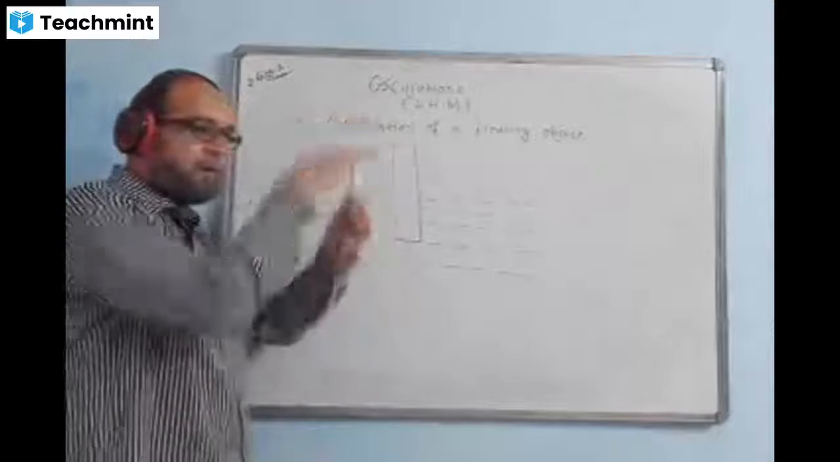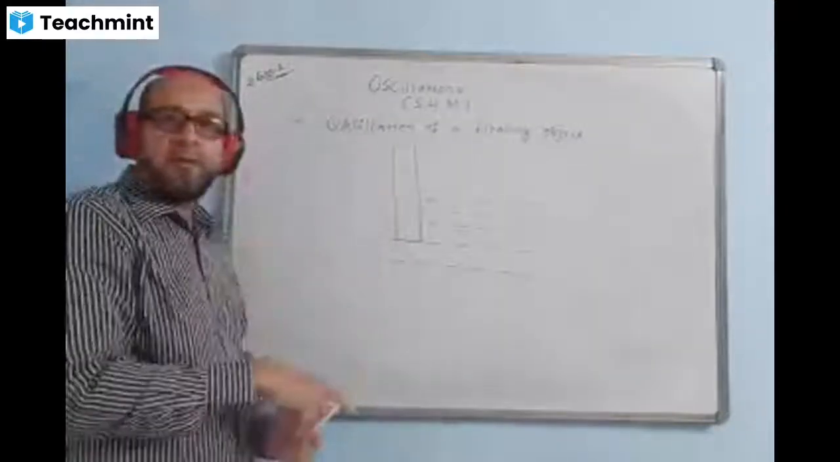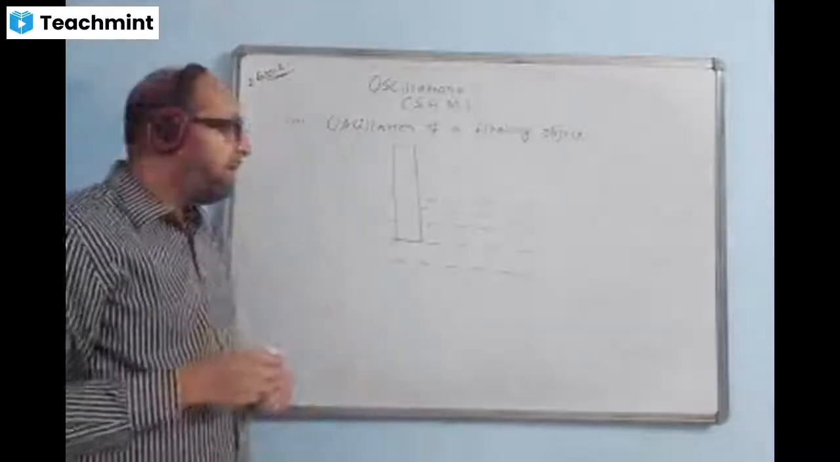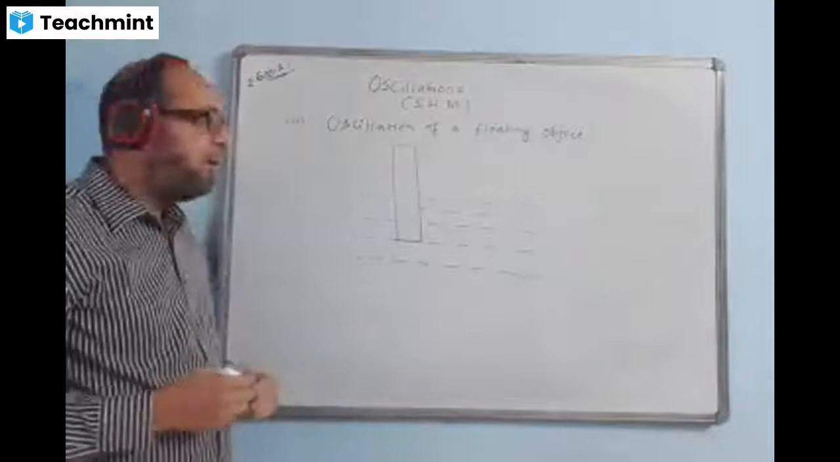This way, it comes up and down, up and down. Press it, it will go down. Release, it comes up. Press, it goes down. Release, it comes up like this. This motion also is simple harmonic. That we have to show.